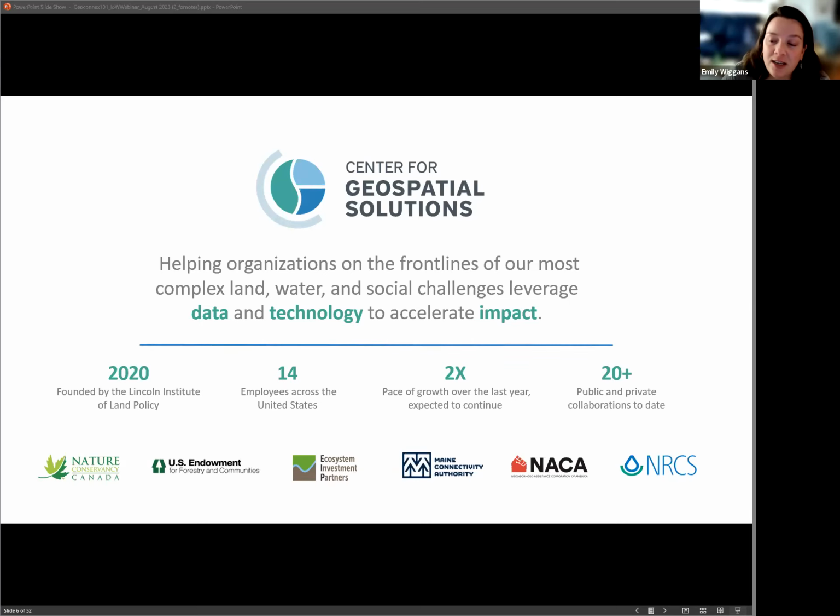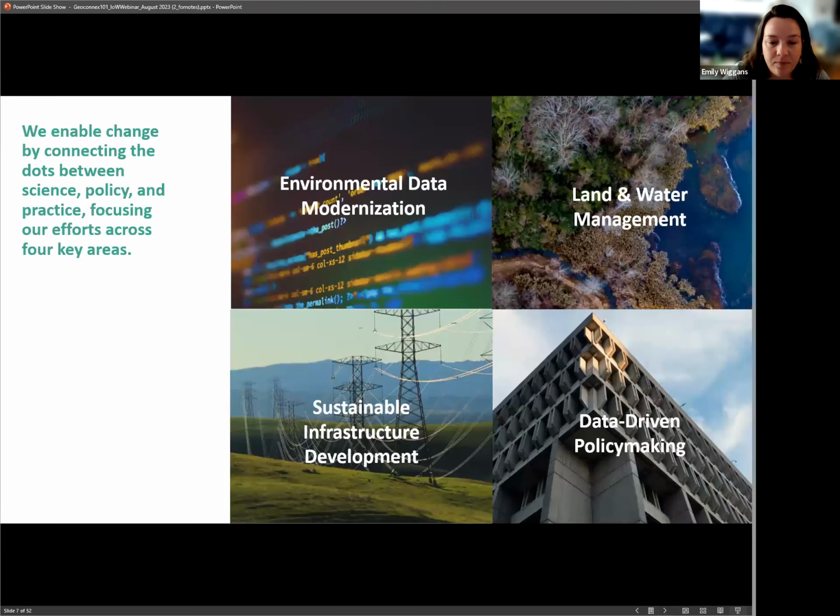By founding CGS, Lincoln took action to make open data more accessible so decision makers can act collaboratively, knowing they're working with the best information possible. We help many public and private organizations, including nonprofits, businesses, governments, large and small, to work on the most pressing and complex issues to accelerate their positive impact in North America.